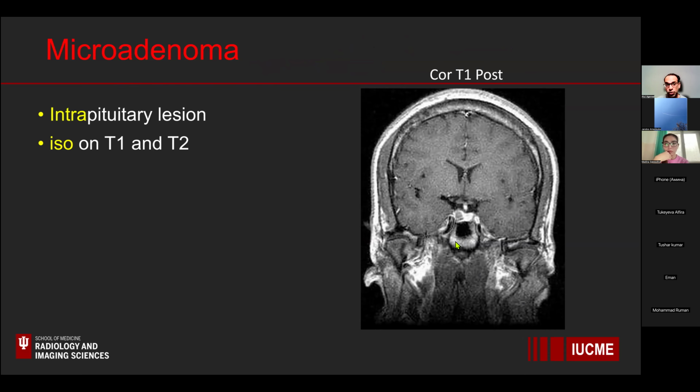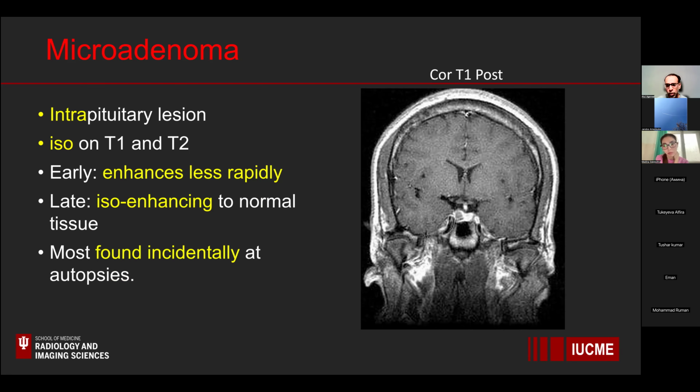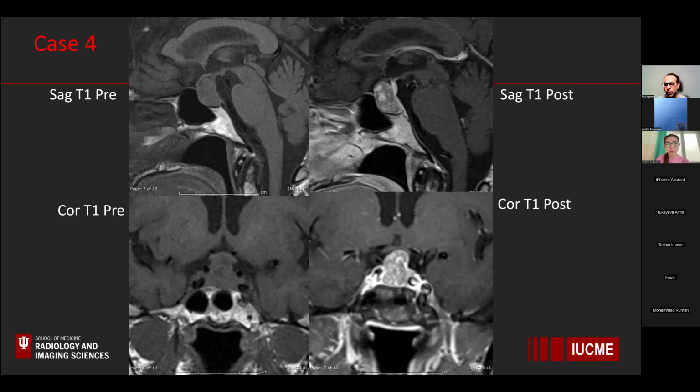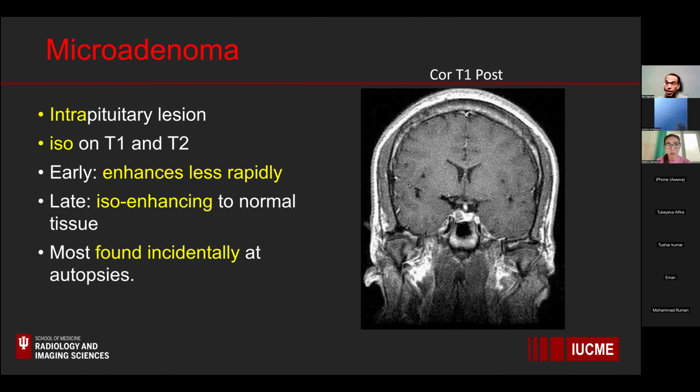This is an intrapituitary lesion, usually iso on T1 and T2. That's why it's very hard to see, and it enhances less rapidly, and that's the hallmark. And most of these are found incidentally at autopsy because they're small and non-secreting. And we'll use this case to segue into the next case, and it'll make sense in a moment.